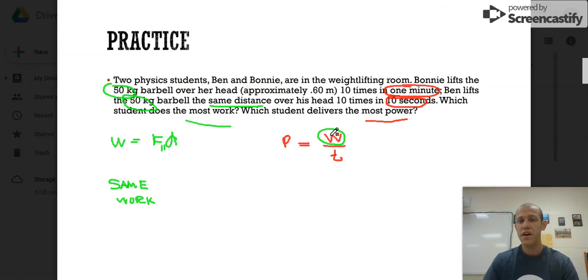If you divide a number by 10 or a number by 60, which is going to come out the bigger result? The one that's divided by 10. So that means Ben is going to have a larger power because we're dividing by a smaller number. We're breaking it into less pieces, 10 pieces versus 60 pieces. So who delivers the most power? Ben. So there you have it, work and power.